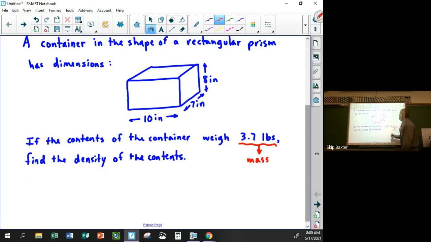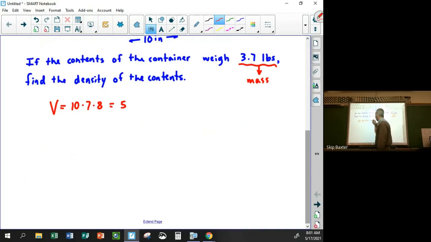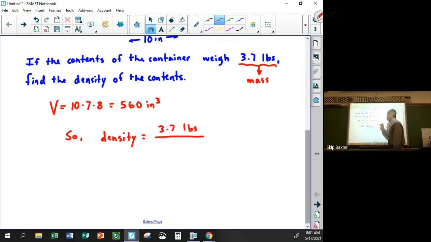Right? So volume for a rectangular prism is just area of the base times the height, right? Length times width times height. So in this case, it's going to be 10 times 7 times 8. So 7 times 8 is 56, times 10 is 560 cubic inches. So to calculate the density, it's just the mass, 3.7 pounds, divided by volume, 560 cubic inches.